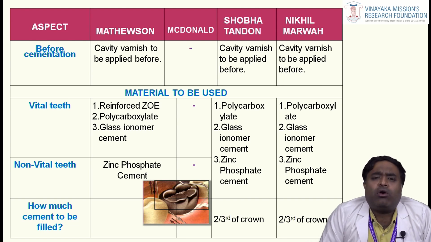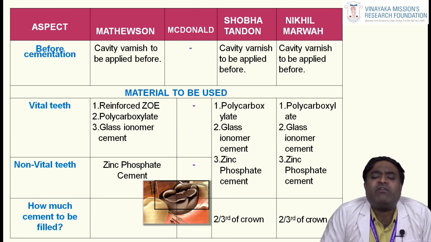So everyone will have a doubt: how much cement is to be filled in the crown? Most of the authors said that two-thirds of the crown should be filled with the cement, so that the excess material after cementation will come out and we can wipe it out.